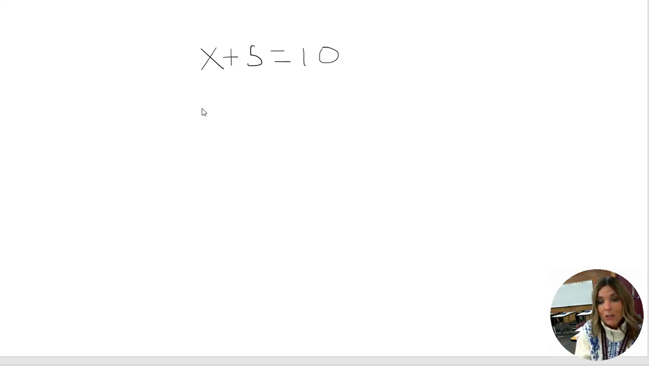So let's just review really quickly what it means to be the solution of an equation. If you have an equation that looks like this, x plus 5 equals 10, the solution of this equation would be x equals 5, because when I substitute 5 for the x in the original equation, it makes the equation true. That's what a solution is.